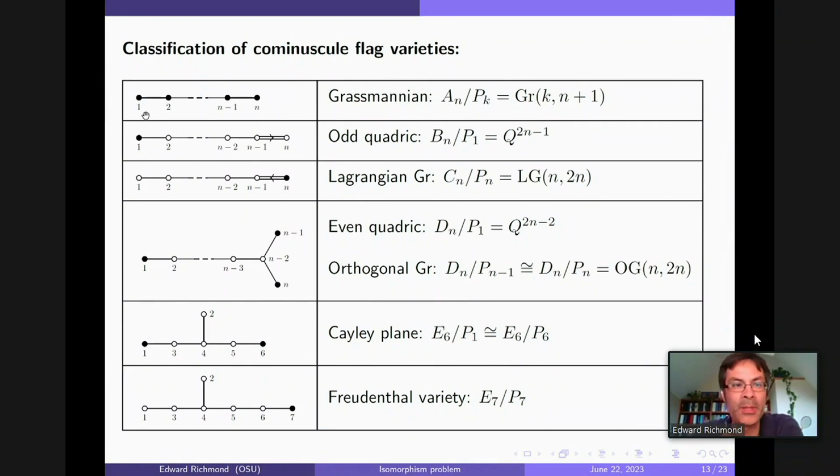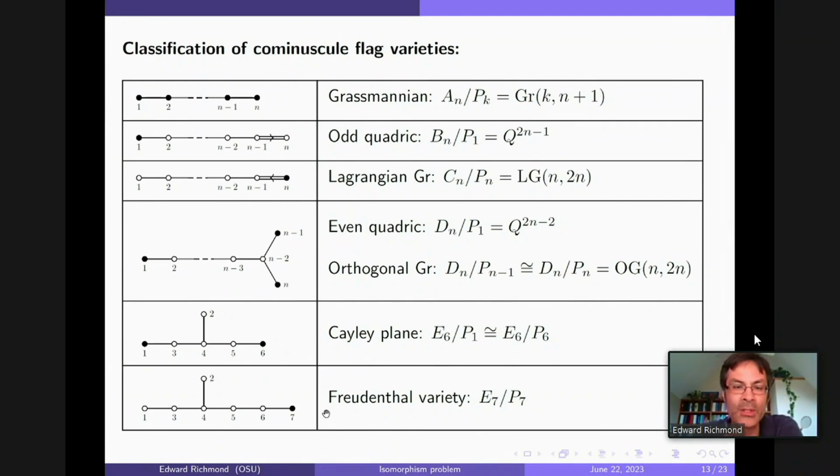In type B, you can pick alpha 1. That's a co-minuscule root, and you get odd quadrics. In type C, you can pick the last root n that gives you the Lagrangian Grassmannian. In type D, you have three options. You can pick alpha 1, or you can pick these leaves basically. On one end, you get the even quadric, so you get both odd and even quadrics. And if you pick either of the nodes on the other end, you get the orthogonal Grassmannian.